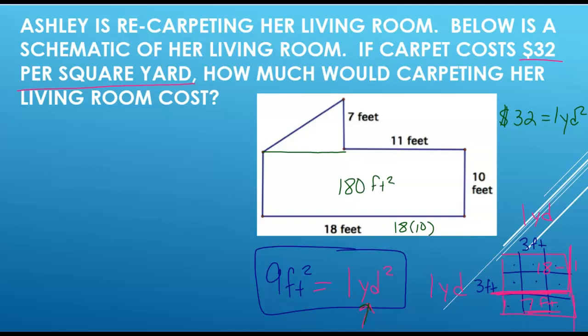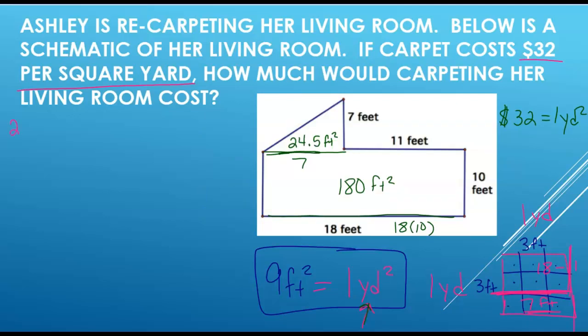Now, to find the area of this triangle, it's a half times base times height, or you could do base times height divided by 2. Well, I know 7's my height here. I need to find my base. And it's saying what plus 11 is 18, or 18 subtract 11, which would be 7. So we will take our base of our triangle, 7, times the height, 7, and cut in half, or divided by 2, is 24.5 square feet.